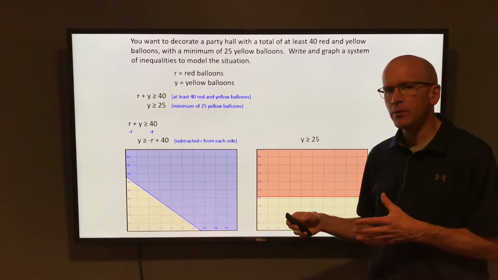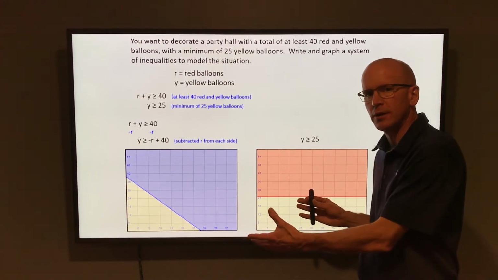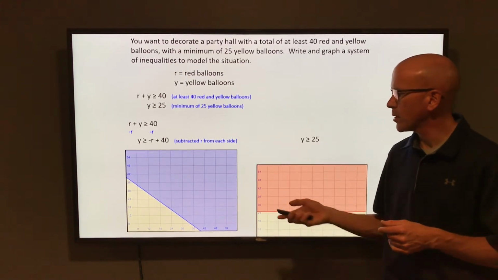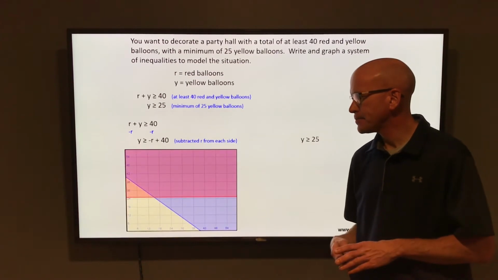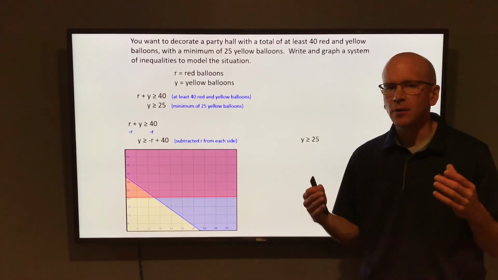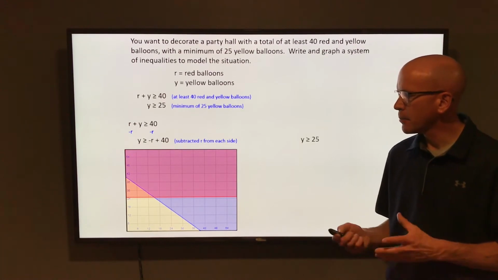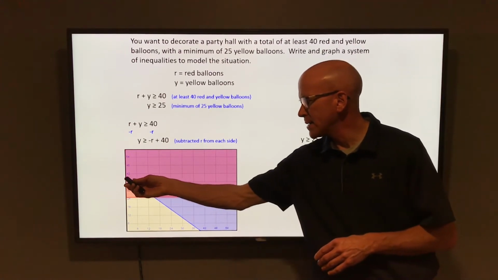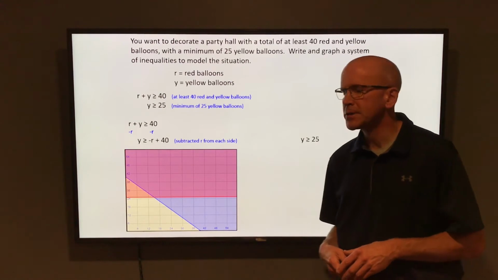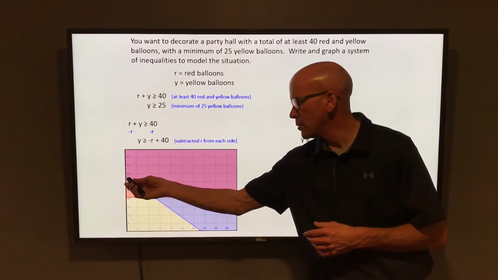Now on paper, you would put these together, one on top of the other. I have them separated so you can see each one individually. But on paper, this is what it would look like when they are together. So the overlap here, this top section, gives us all the combinations that we could have of red and yellow balloons. A couple key points: where y is 40, r is 0. So the number of red balloons could be 0, and the number of yellow balloons could be 40.